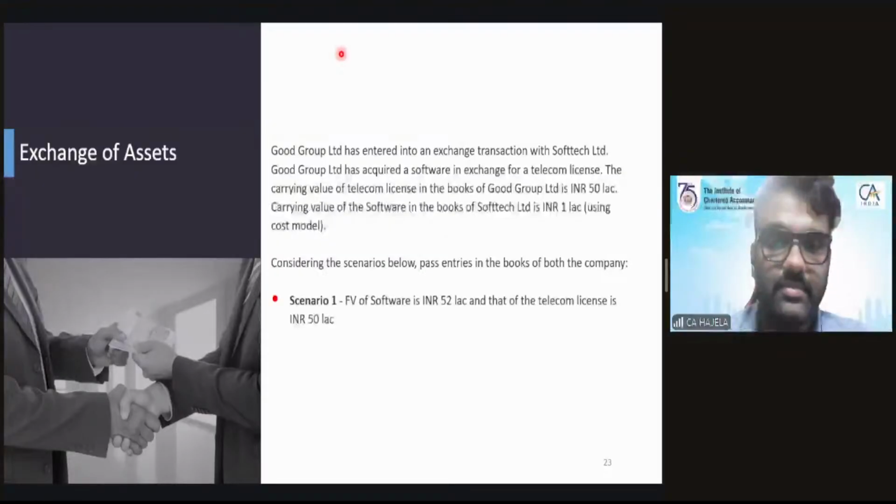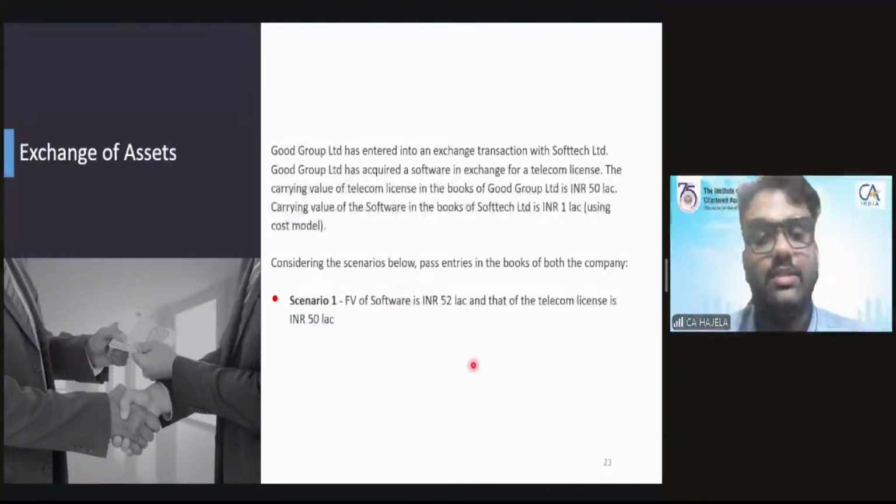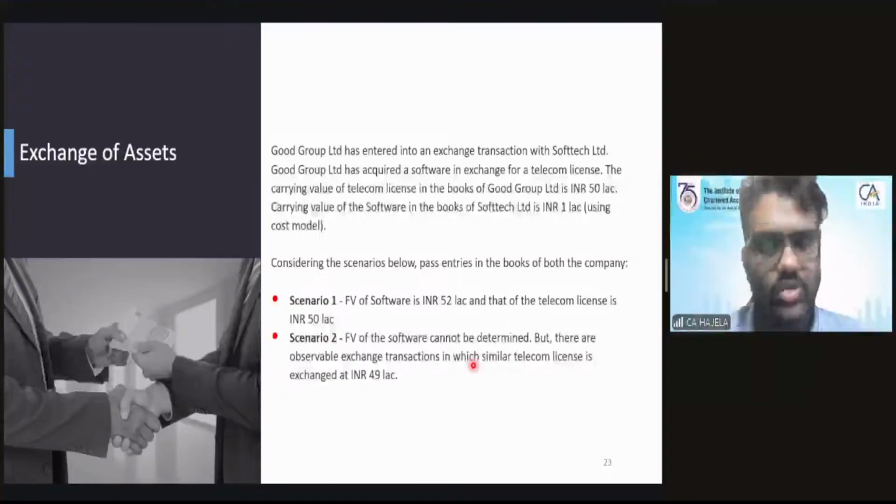See, scenario one is where the fair value of the software is 52 lakhs and that of telecom license is 50 lakhs. This example might look a bit confusing, but don't worry, it is very simple once we go to the treatment, because there is a lot of information given. Most of this need not be used also.